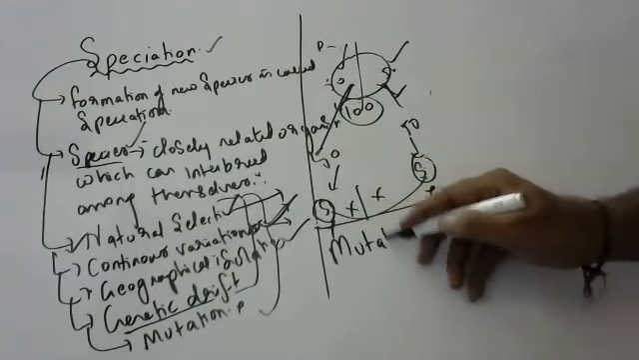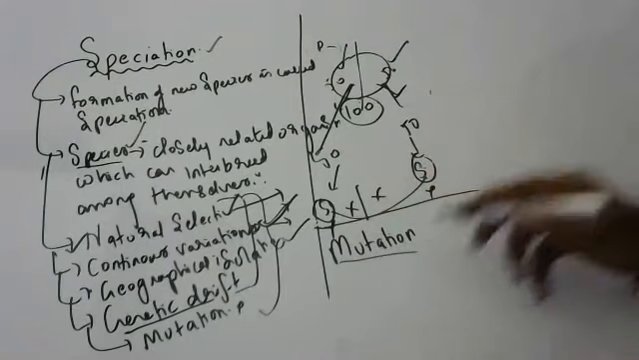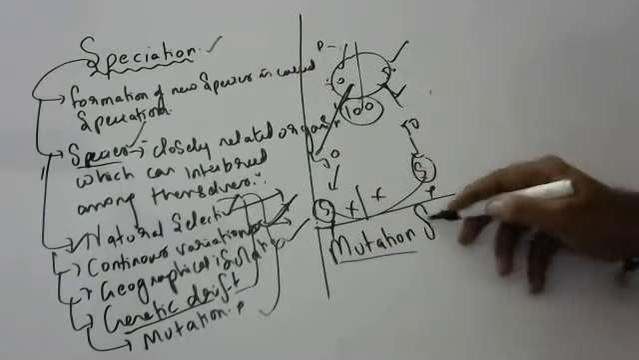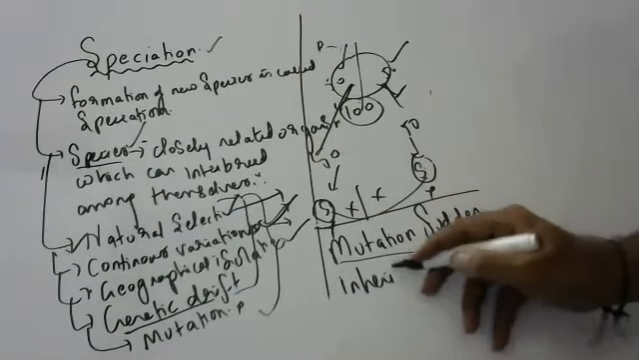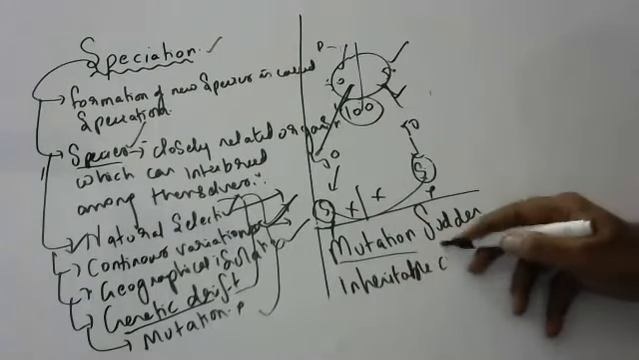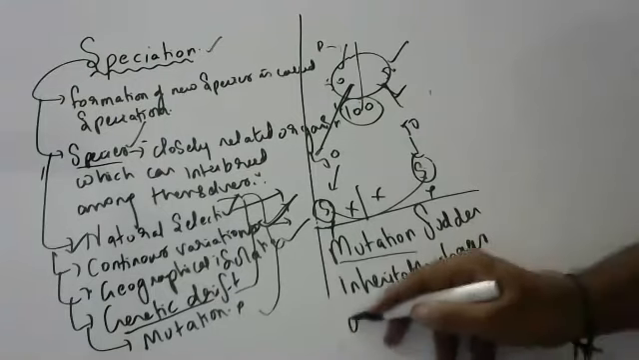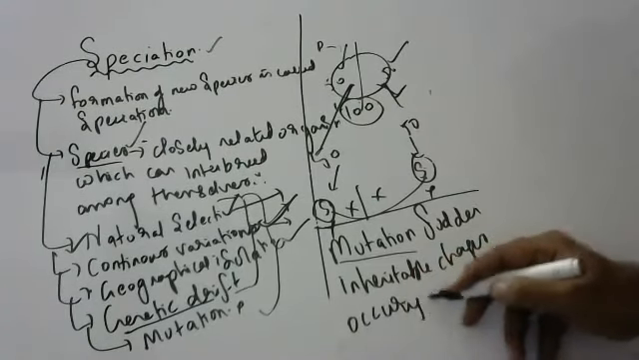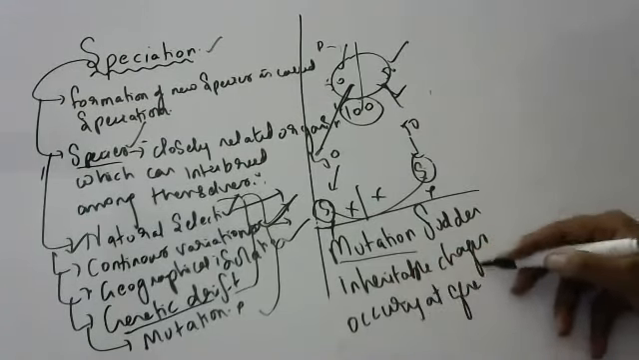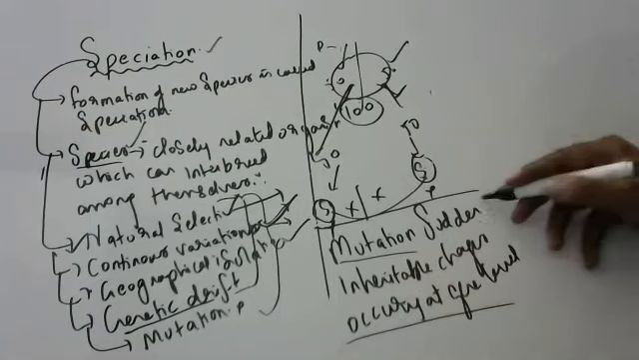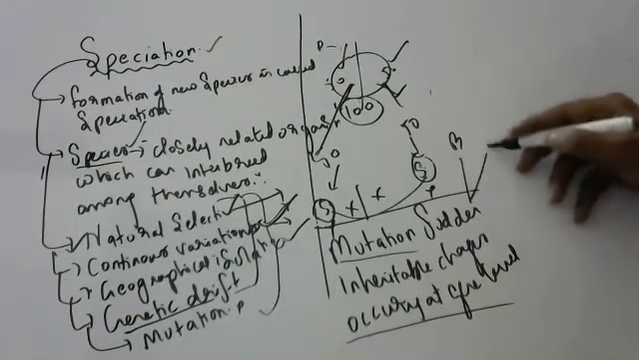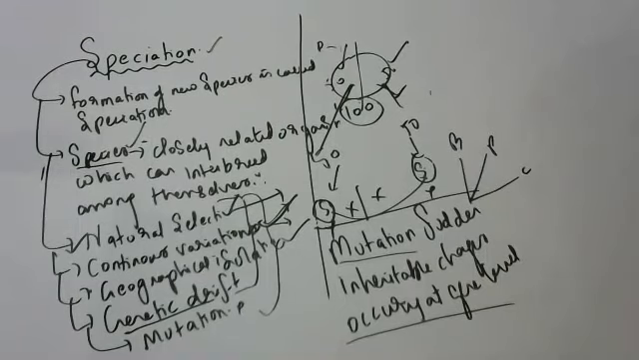What is mutation? The mutation definition is not there in your textbook. Sudden, inheritable changes occurring at gene level. Sudden, inheritable changes occurring at gene level is called mutation. It may be biological, it may be physical, it may be chemical.